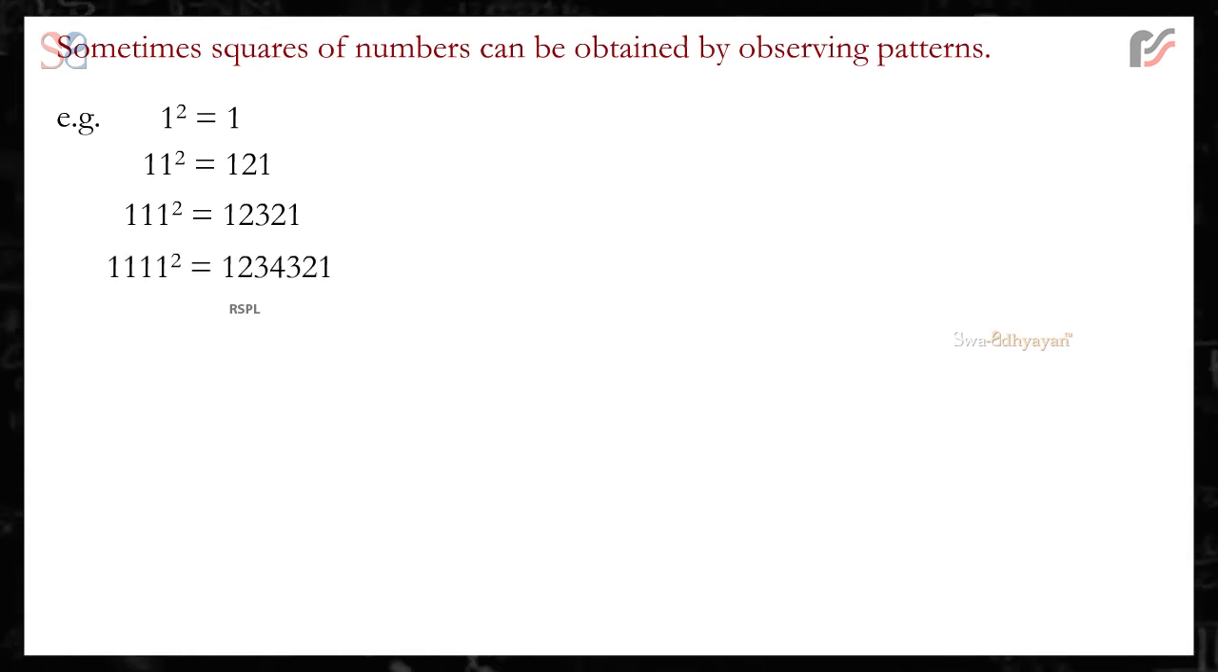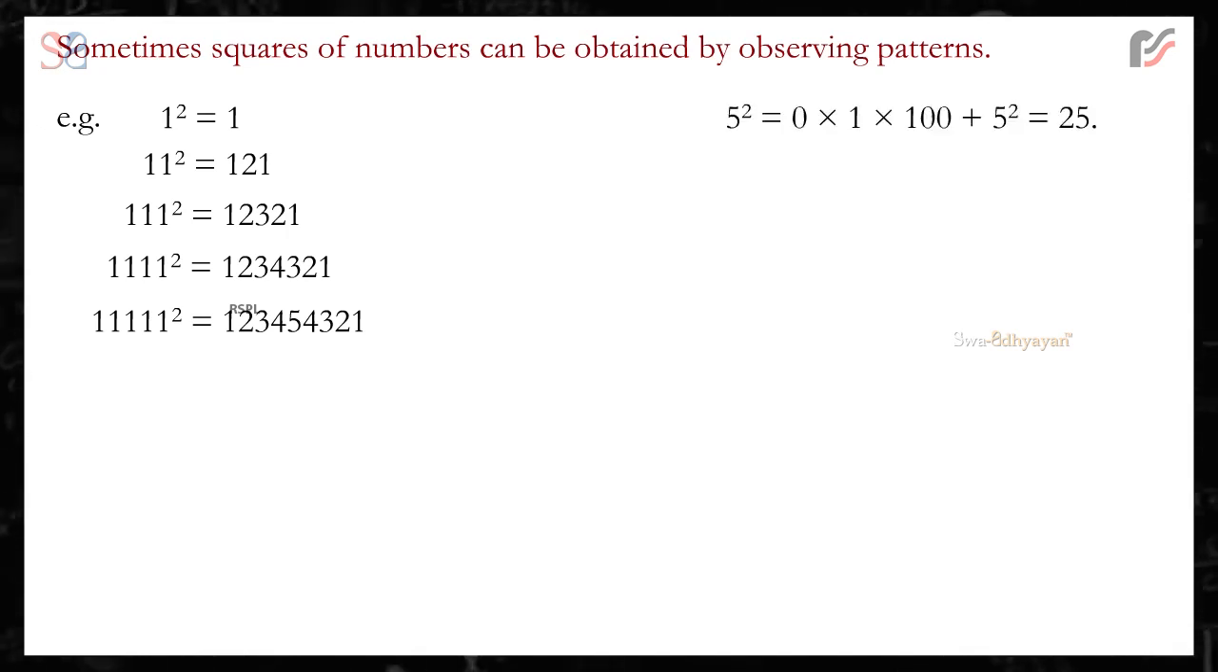1,111 square is equal to 1,234,321. 11,111 square is equal to 123,454,321. 5 square is equal to 0 into 1 into 100 plus 5 square, which is equal to 25.